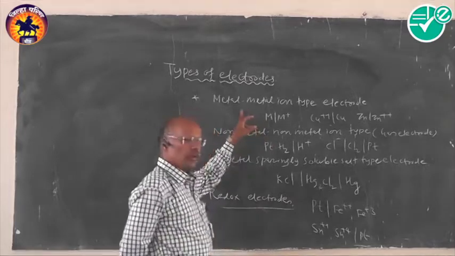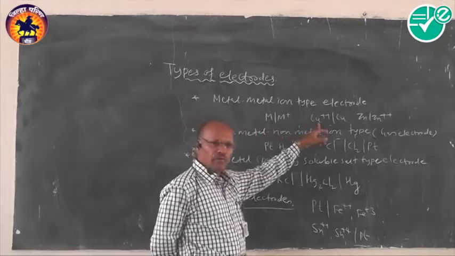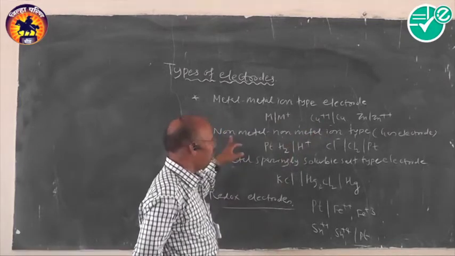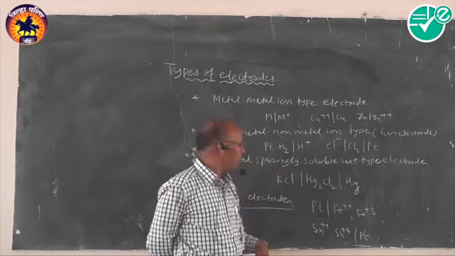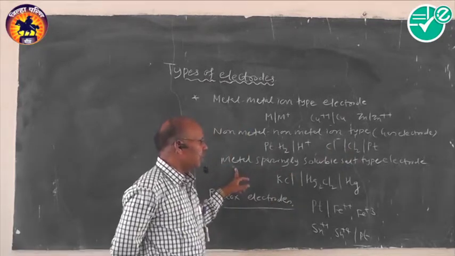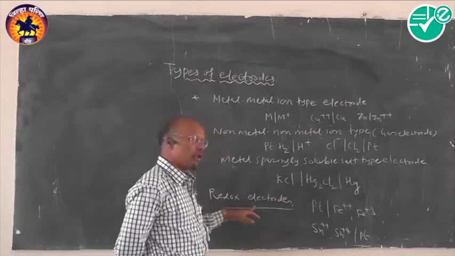Once again, it is of the 4 kinds only. Metal ion type of the electrode, first one. Second one is the non-metal ion type of the electrode, the gas electrode. Third one is the metal sparingly soluble salt type of the electrode. And fourth one is the redox electrode.